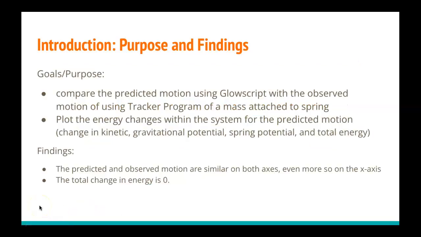The goals and purpose of this experiment is to compare the predicted motion using GlowScript with the observed motion using the Tracker program of a mass attached to a spring. We are then going to plot the energy changes within the system for the predicted motion, which would be the change in kinetic, gravitational potential, spring potential, and total energy.